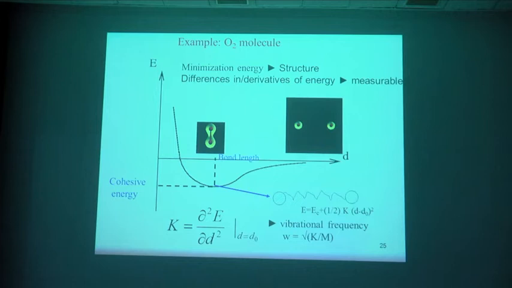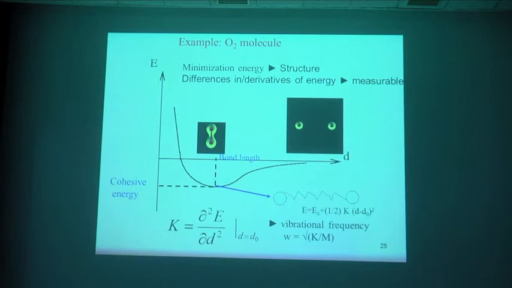Example of the O2 molecule: if you calculate total energy as a function of distance and you minimize this total energy, you get a bond length. The difference between this minimum energy and the energy at infinite separation gives you the cohesive energy. And the second derivative, as I told you, gives you the spring constant, K, which basically governs the vibrations of the molecule. Once you know the spring constant, the vibrational frequency of O2 is given by the square root of K by the mass of oxygen, right? So all of you are convinced that second derivatives are important.